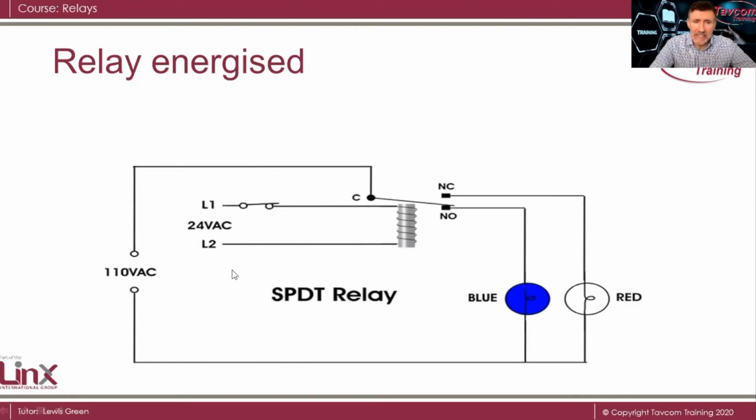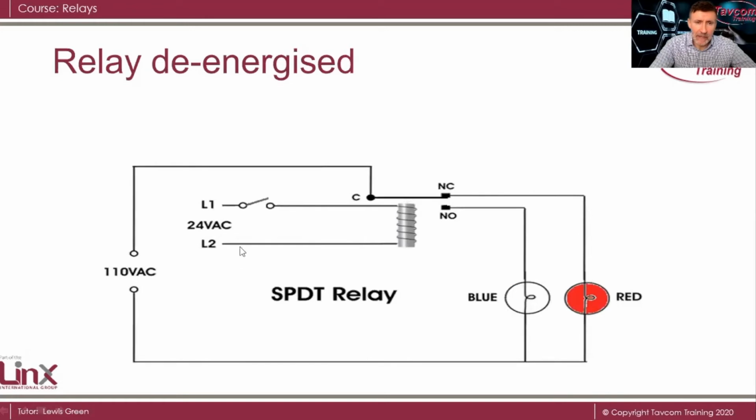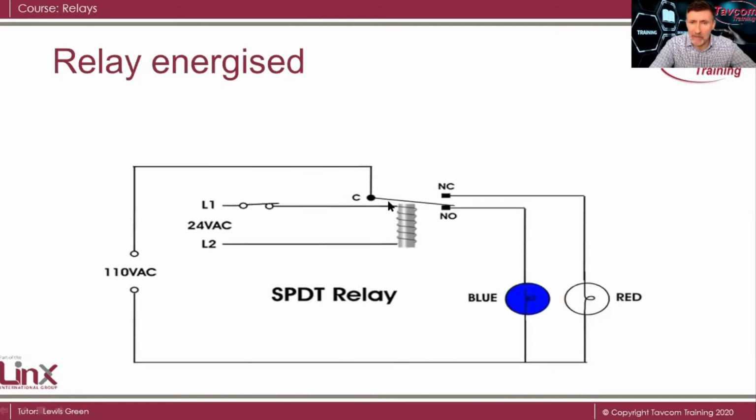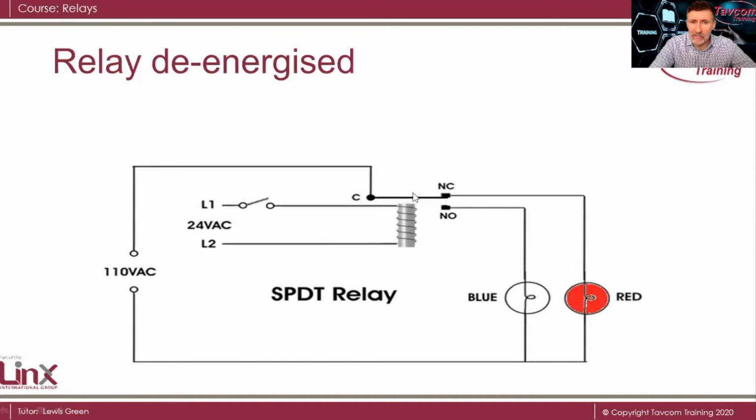If we now de-energize the relay, you can see the switch at L1 is open, so there's now no voltage going through the coil. And what's actually happened, if I just flip back again, you can see that the common is now connected to the normally closed. So there is no longer a supply going to the blue lamp, but instead it is going to the red lamp. And of course, the common connection going back to the AC supply.